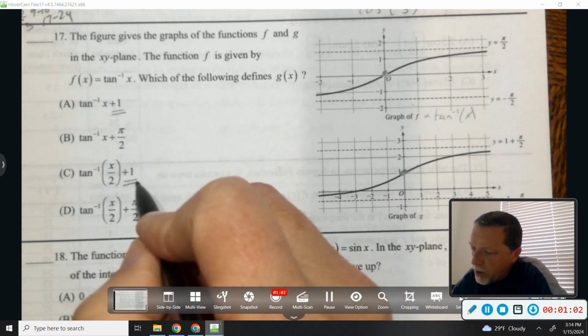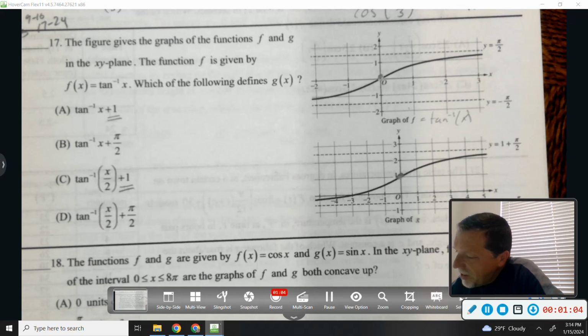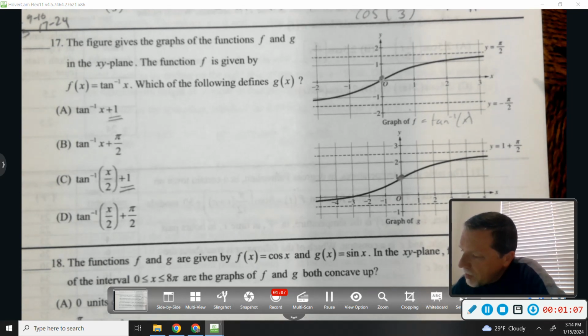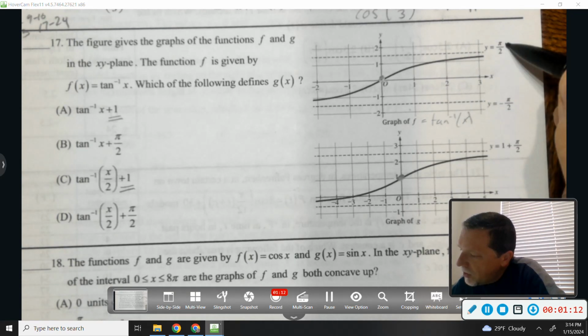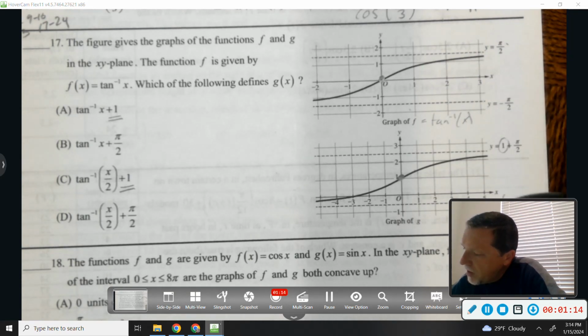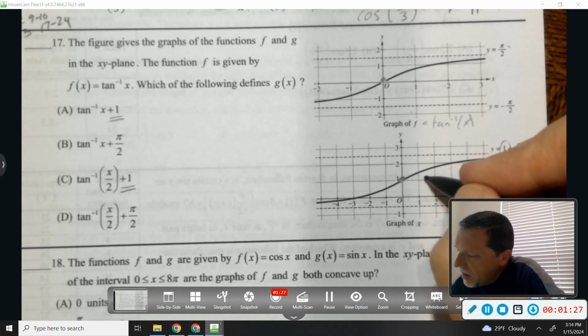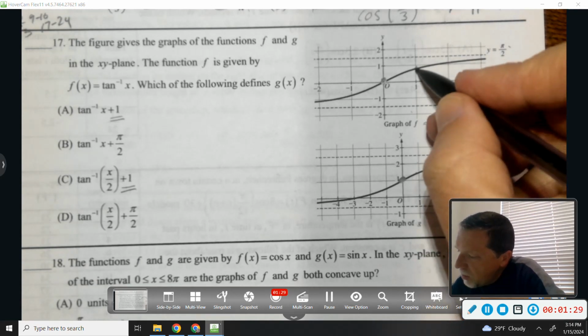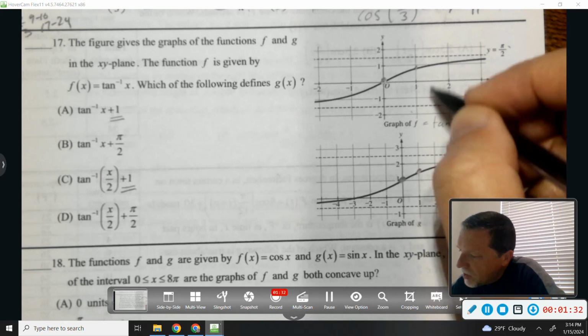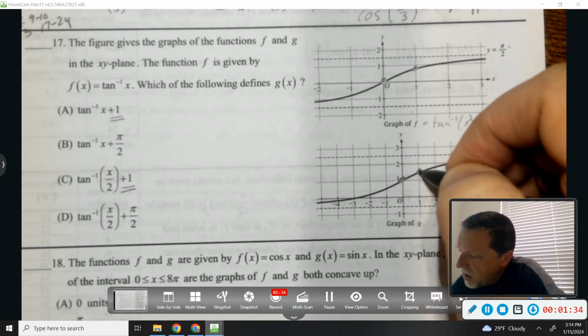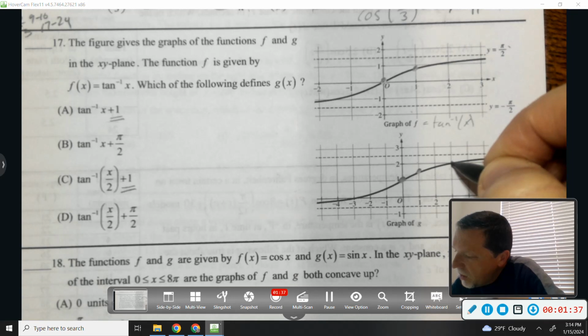But there are multiple choices with plus 1. So let's see. This went from negative pi over 2 to pi over 2. The asymptote shifted up. I think that's it. So the only change from one graph to the next is, let's see, does that spot correspond to that spot? I think so. Or there's the next one up.